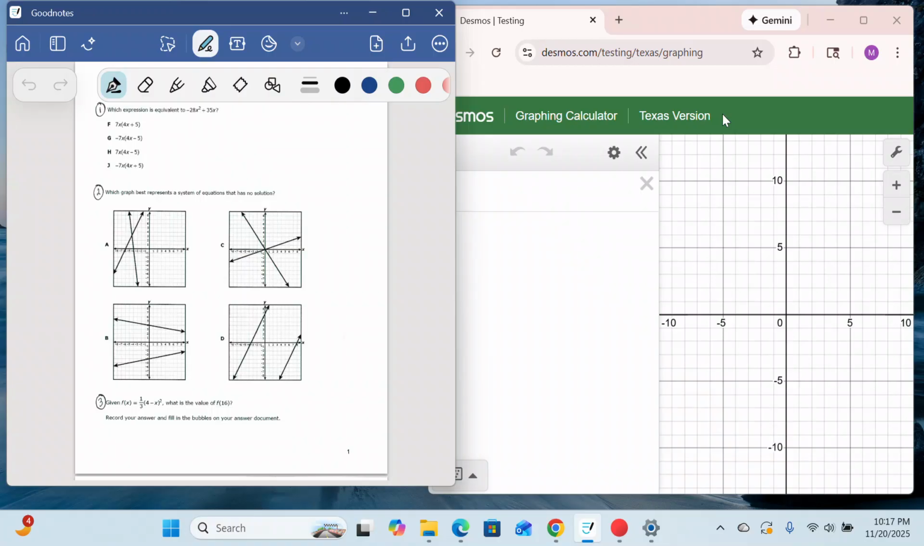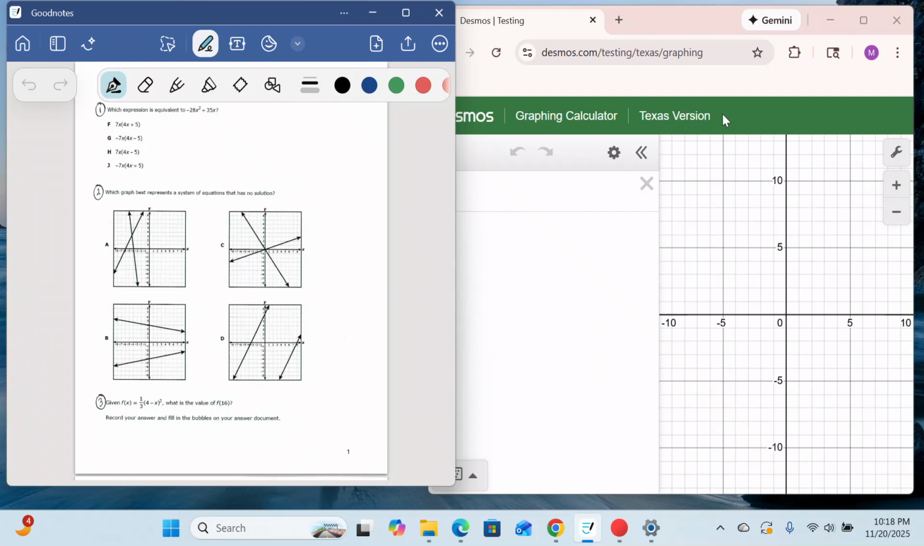Once again, our students are going to start testing on December 9th. So this is in order to get you ready to pass that STAAR test, and not just pass it, but get you to the meets or masters level. So let's go ahead and get started.